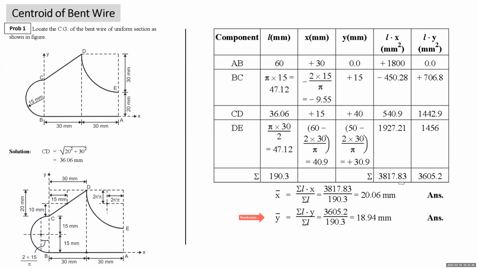Y bar is summation Ly upon summation L. Summation Ly 3605.2 upon 190.3. This comes out to be 18.94. So this way, x bar and y bar are x and y coordinates of centroid of this composite length of bent wire.